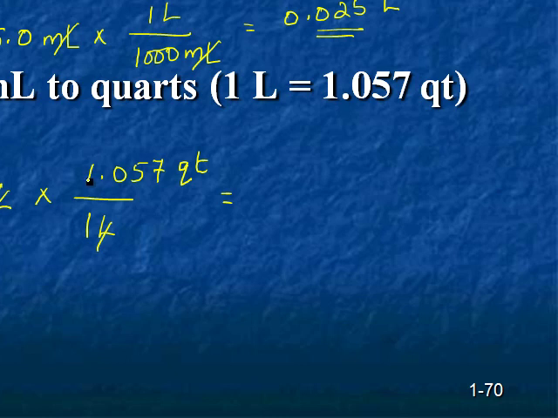0.025 multiplied by 1.057. What do we get? 0.026 quarts. So that should be your answer. So if you learn this way, then you don't have to worry about even making a mistake of which way I move the decimal point, how many places I move the decimal point. No confusion whatsoever. Start with the quantity you are given and use the conversion factor looking at the units.